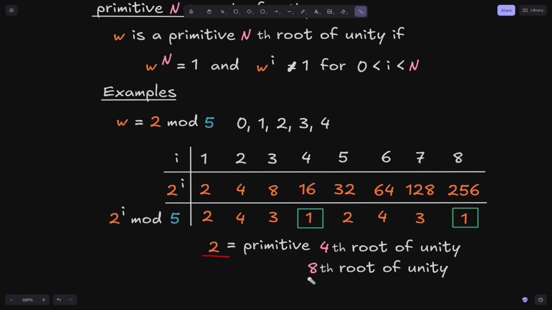How about is 2 the primitive 8th root of unity? Well, again, let's apply this definition. 2 raised to the power of 8 is equal to 1. So 2 is an 8th root of unity. Now, is it a primitive 8th root of unity? The other condition that it needs to satisfy is this part. So we need to look at our evaluation from I equal to 1 all the way up to I equal to 8, but less than 8. So that's 1 to 7. And we need to make sure that 2 raised to the power of I is not equal to 1. But looking at the evaluation, we can see that 2 raised to the power of 4 is equal to 1. In this case, it doesn't satisfy this condition, so 2 is not the primitive 8th root of unity.